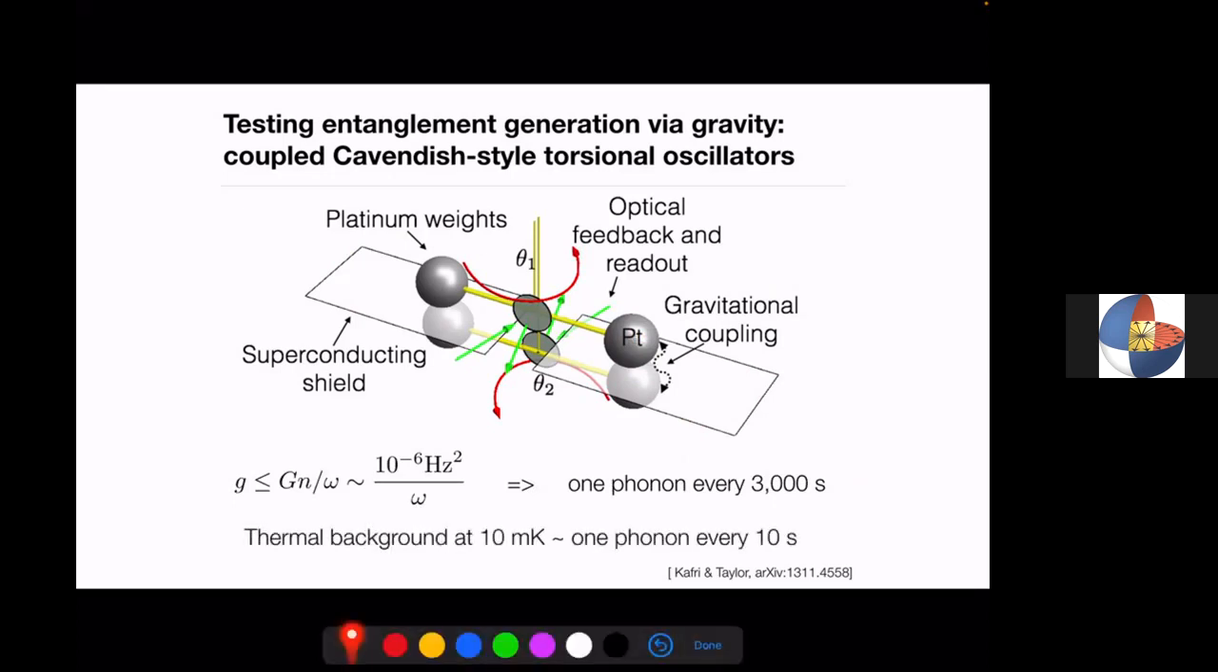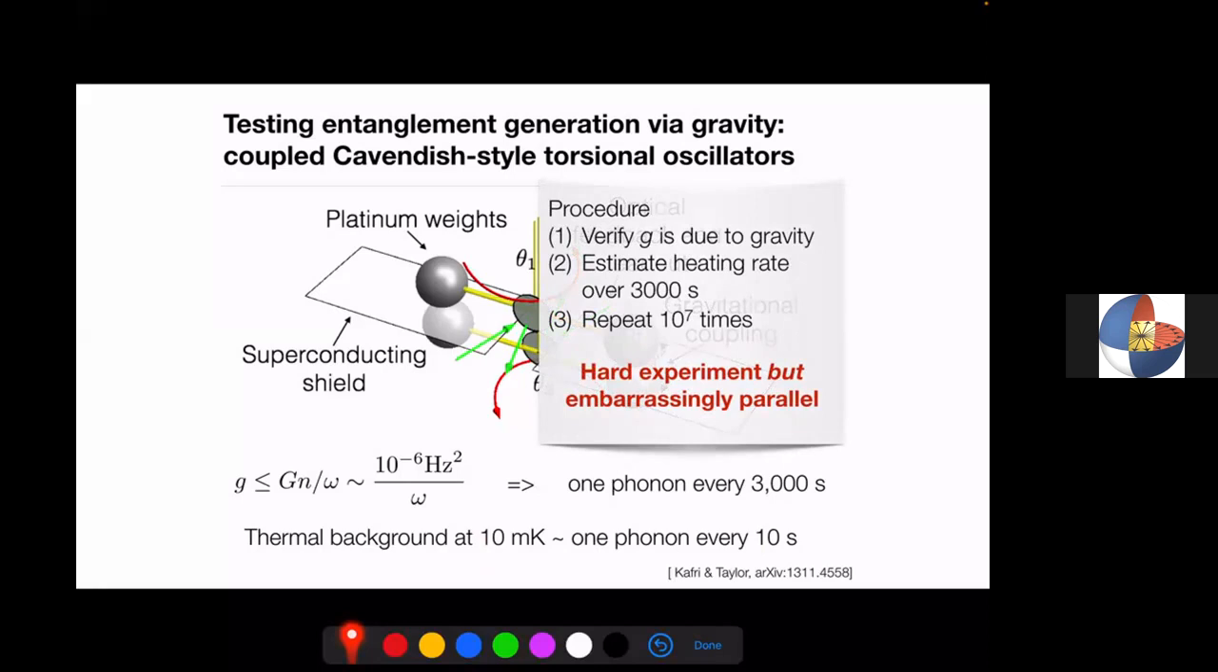And of course, you have to contrast this to the thermal background for these objects, which we calculated using the best torsional oscillators from the Bosch group out at University of Washington, would be on the order of one phonon every 10 seconds. So that's not so great. In principle, you can try and run this experiment. You have to do several things. One, you have to verify that the coupling is actually due to gravity. You want to confirm the one over R law.